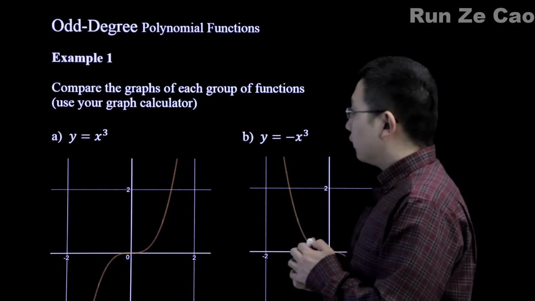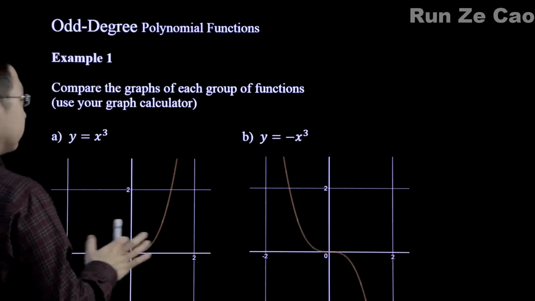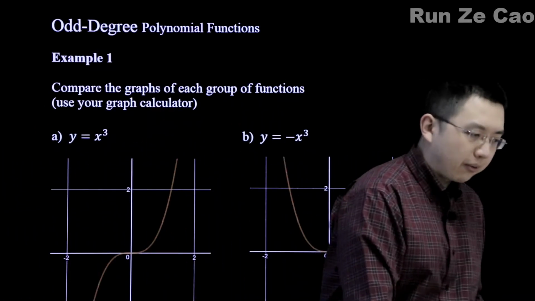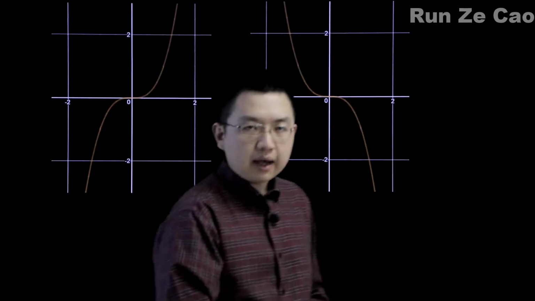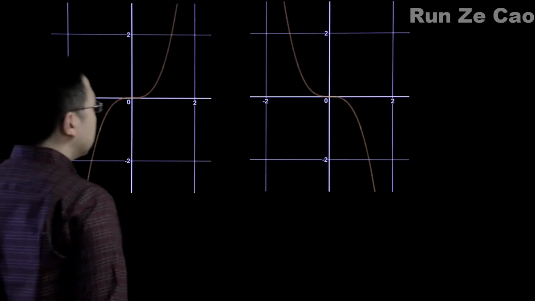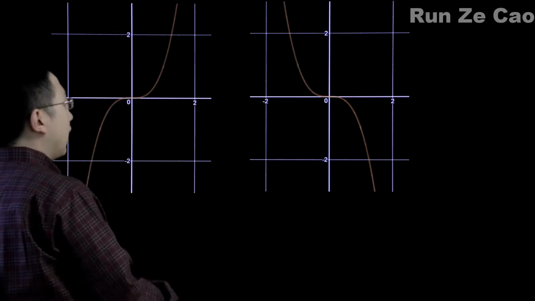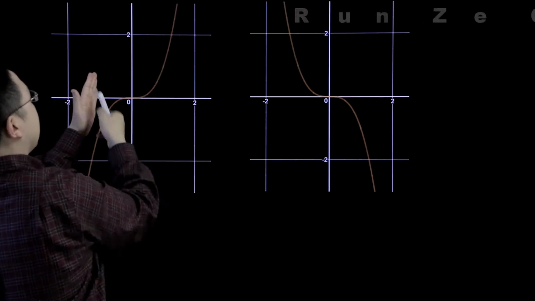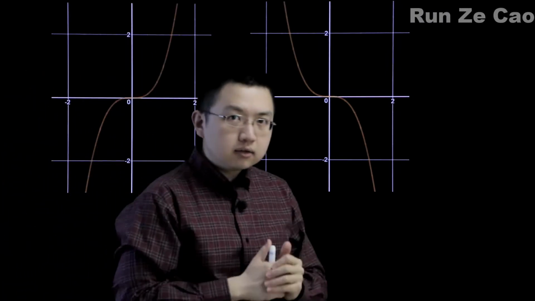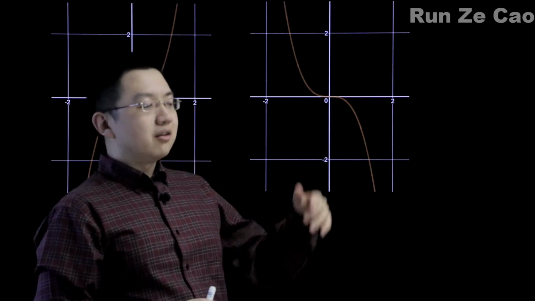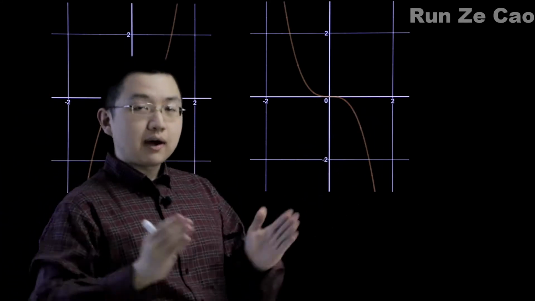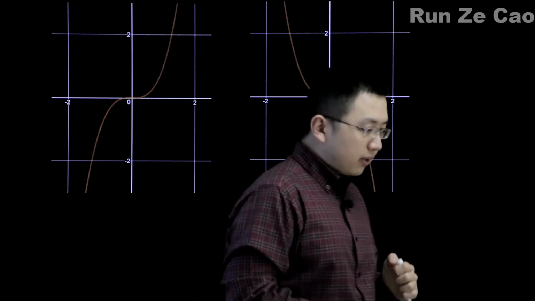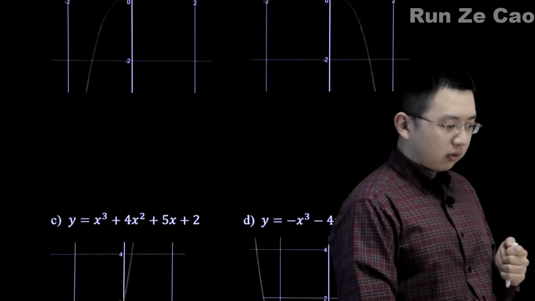Now, for odd degree polynomial functions, let's compare the graphs of each group of functions. So first, we have x to the third power and negative x to the third power. Are there any absolute maxima or absolute minima here? Or even local maxima and local minima, in the sense that the values immediately on either side are bigger, or the values immediately on either side are smaller? Besides that, no, we don't have such a thing.